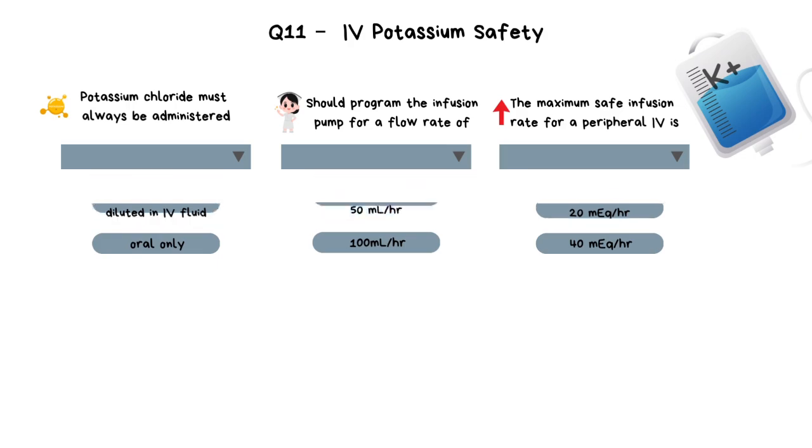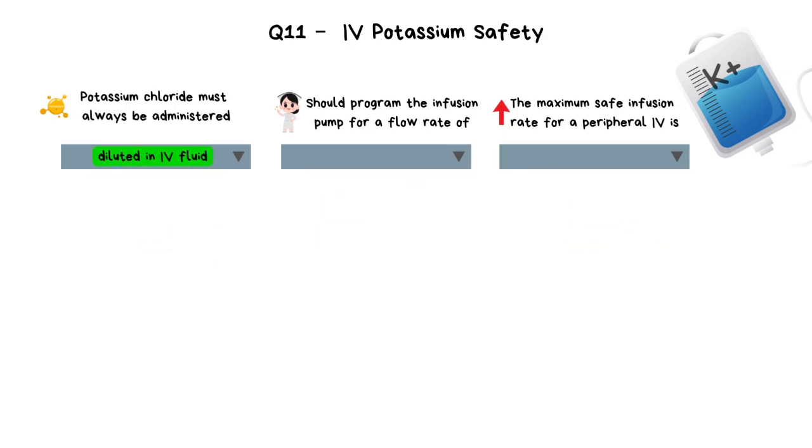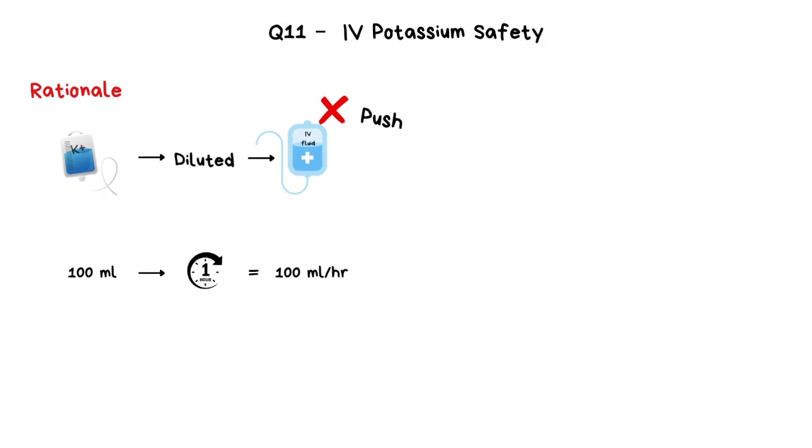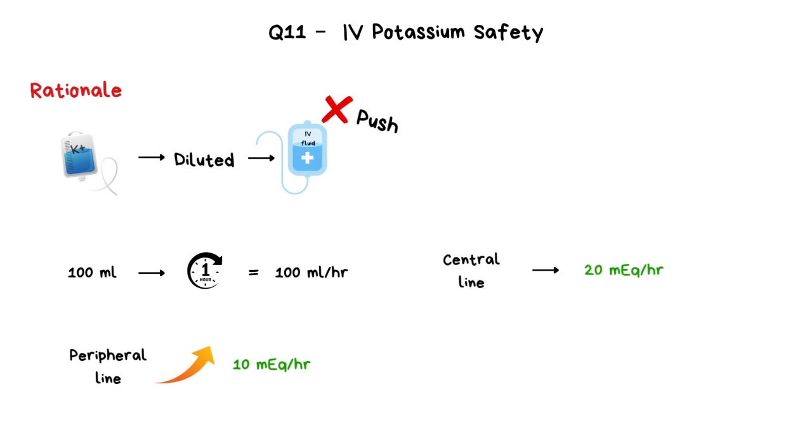The correct answers are diluted in IV fluid, 100 milliliters per hour, and 10 milliequivalents per hour. Rationale: potassium must always be diluted in IV fluid, never given as IV push. In this prescription, 100 milliliters must infuse over 1 hour, which equals a flow rate of 100 milliliters per hour. For peripheral lines, the safe maximum infusion rate is 10 milliequivalents per hour. Central lines may allow up to 20 milliequivalents per hour if the client is on continuous cardiac monitoring.